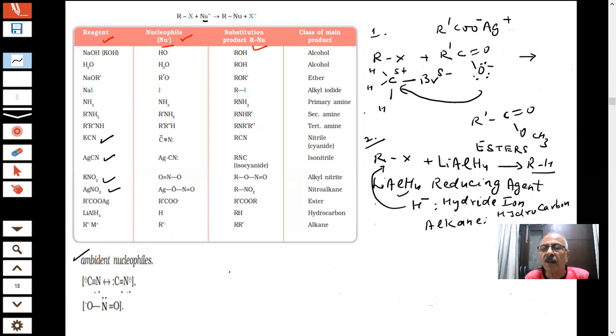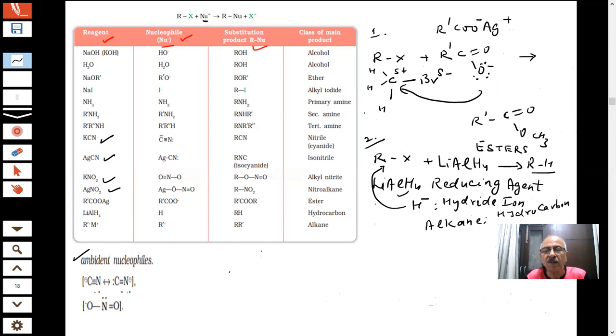Any doubt here? So we can prepare hydrocarbons also by using lithium aluminium hydride. It is also an example of a nucleophilic substitution reaction.